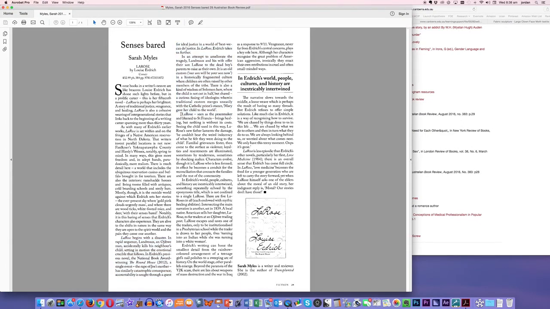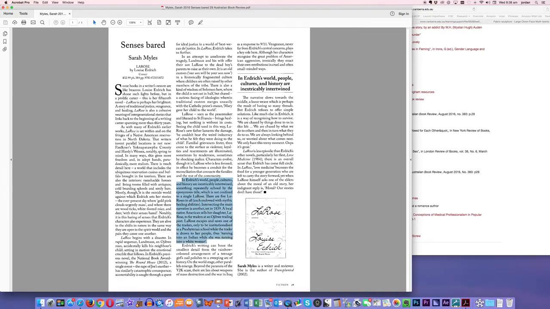The next thing that Miles does is she talks about character. So she talks about that for a couple of paragraphs. And she tells us that LaRose is the peacemaker, that there have been generations of LaRoses, and tells us that in Erdrich's world, people, cultures, and history are inextricably intertwined.